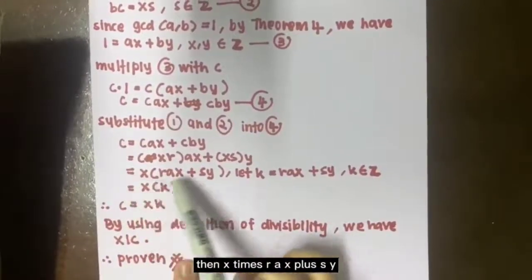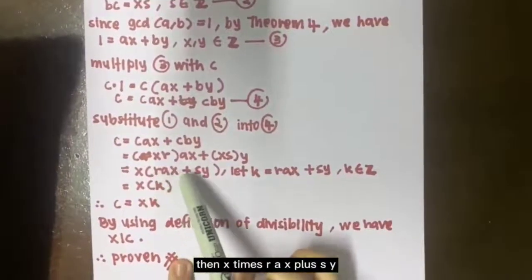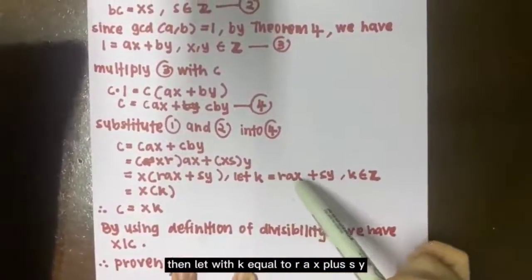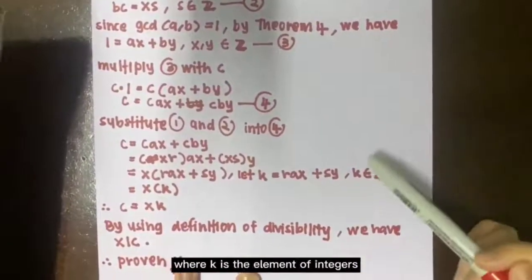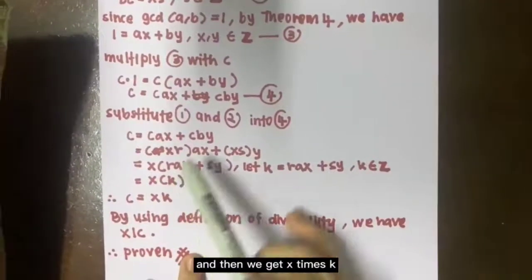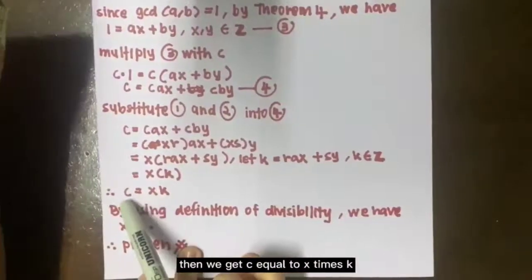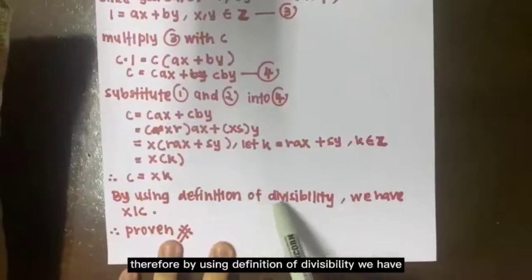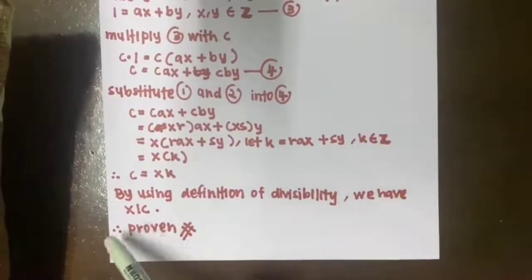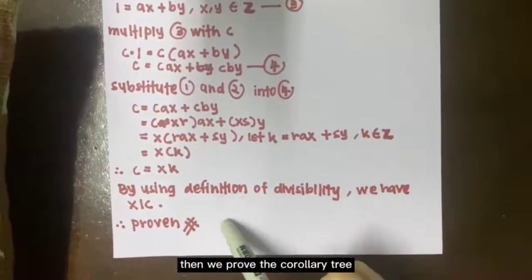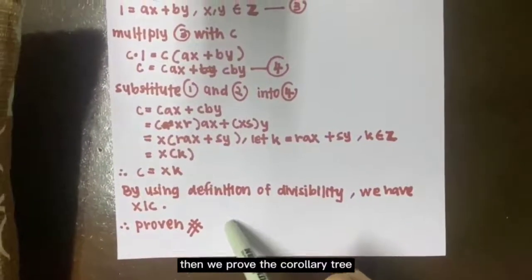Then X times (RCX plus SY). Let K equal to RCX plus SY, where K is an element of integers, and then we get X times K. Then we get C equal to X times K. Therefore, by using the definition of divisibility, we get that X divides C. Then we have proven the corollary.